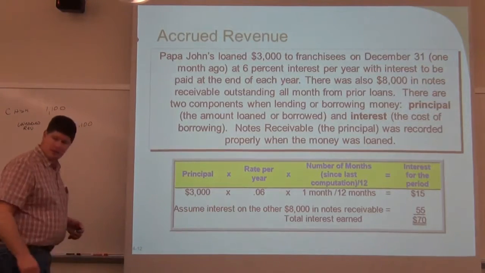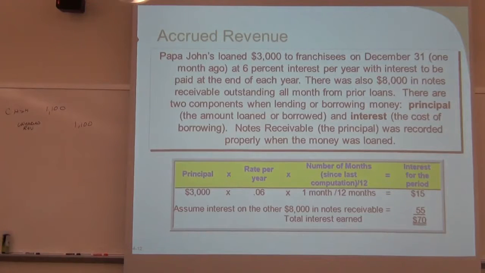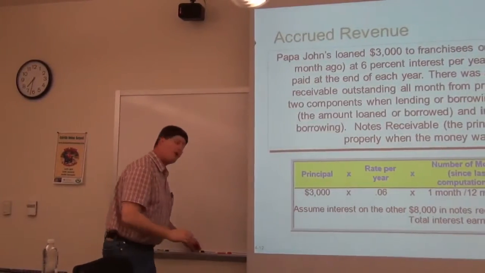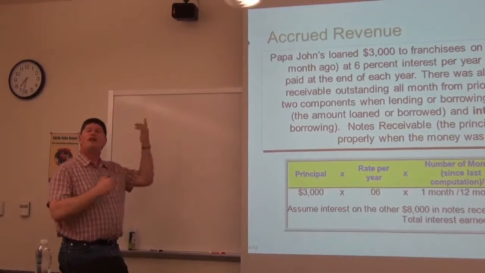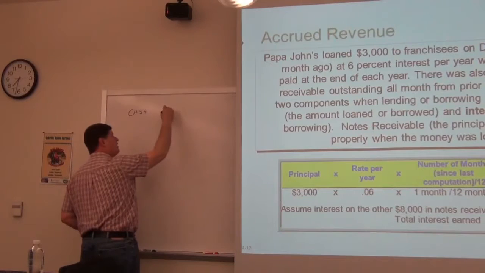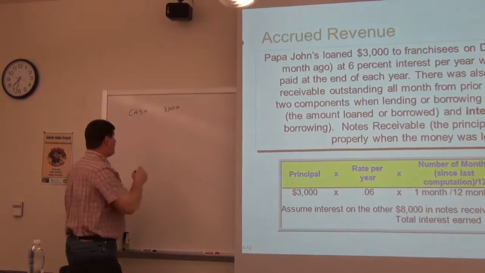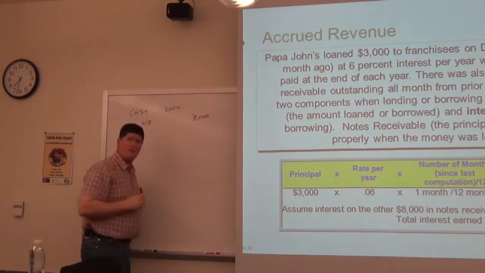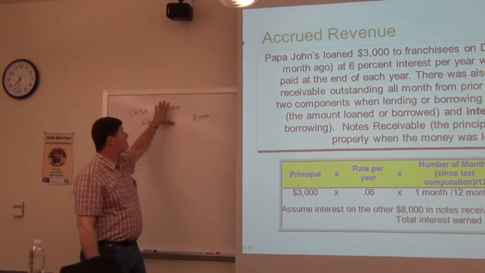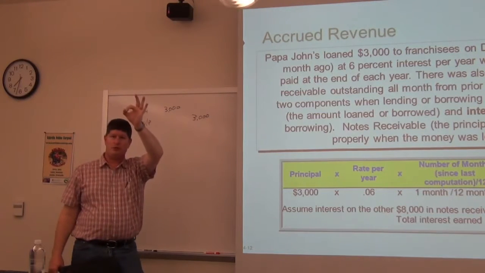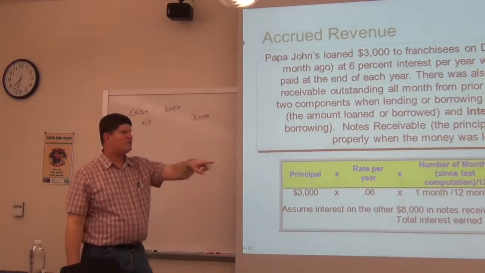When I record that I borrowed the money, what do we get? What's my debit? Cash, right? Yes. I get $3,000, and I have a note payable for $3,000. I don't owe any interest yet, because this is the first day. I just borrowed it today. If I pay it back today, I don't owe any interest. Good? Okay.